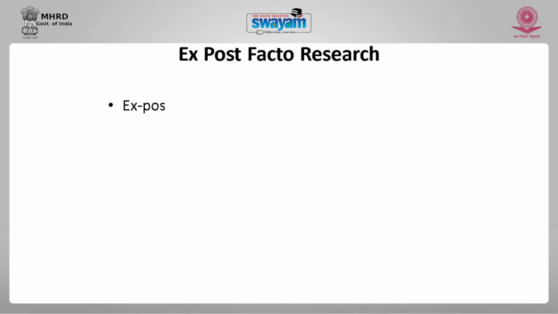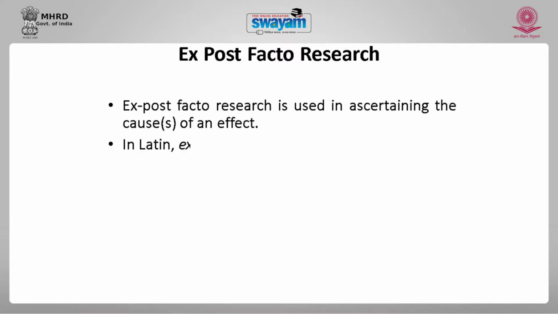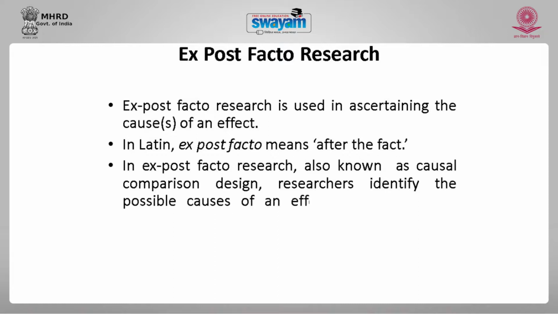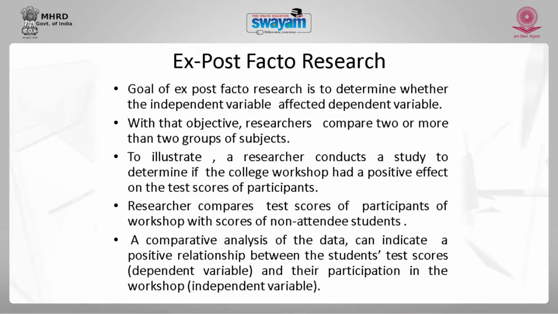Now the third one is ex post facto research. Ex post facto research is used in ascertaining the causes of an effect. In Latin, ex post facto means after the fact. In ex post facto research, also known as causal comparison design, researchers identify the possible causes of an effect that has already occurred. Now, the goal of ex post facto research is to determine whether the independent variable affected the dependent variable, or it did not show any kind of positive correlation. With that objective, researchers compare two or more groups of subjects.